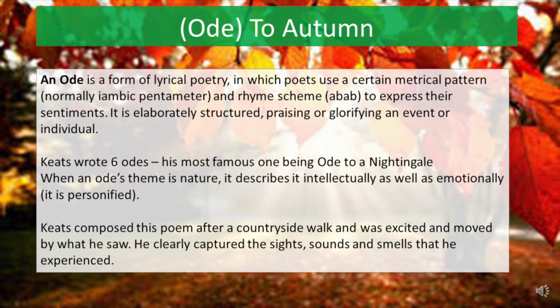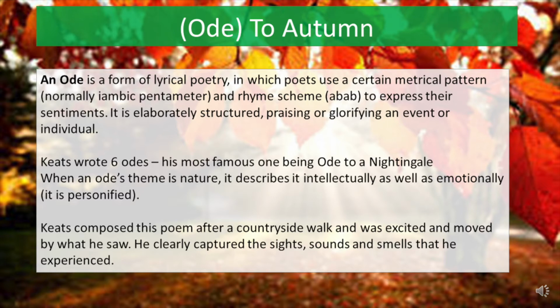So, as I said, Keats wrote 6 odes altogether, his most famous one being Ode to a Nightingale. When an ode's theme is nature, it describes it intellectually as well as emotionally, so it personifies nature. And I think we can understand that now from all the poems that we've done so far, that most of them do use personification when they're dealing with nature.